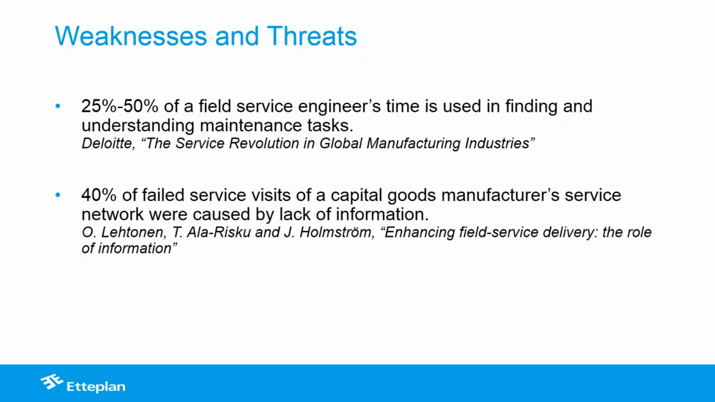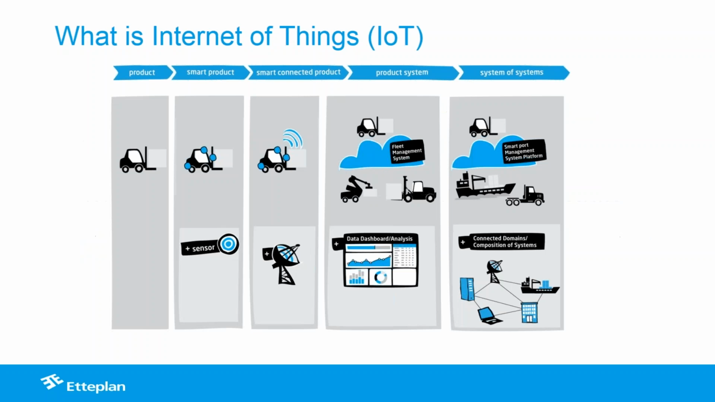So 40% of failed service visits of capital goods manufacturer service networks were actually caused by lack of information. And that is something we have to remember when later on we are talking about service information and how that can be facilitated together with IoT. Because if the service information cannot be easily found or understood, then that's also an issue we need to deal with.